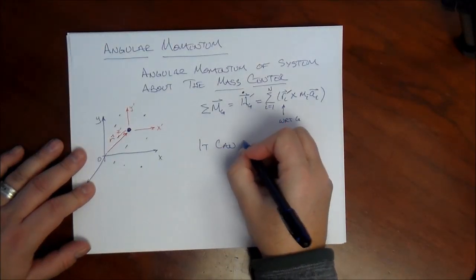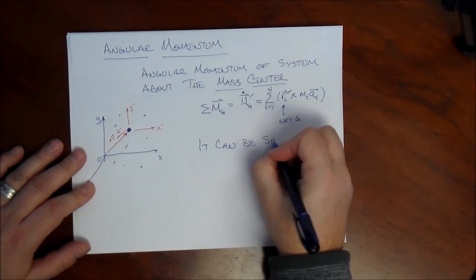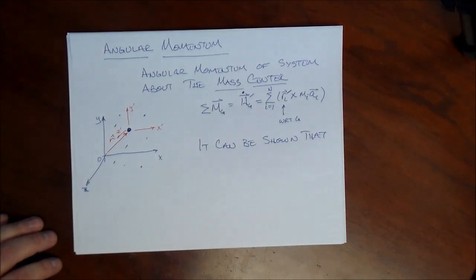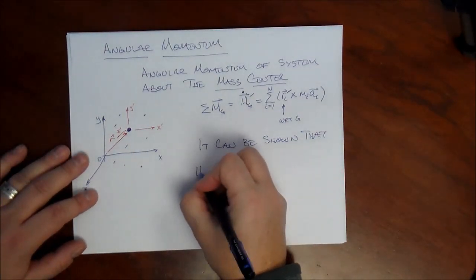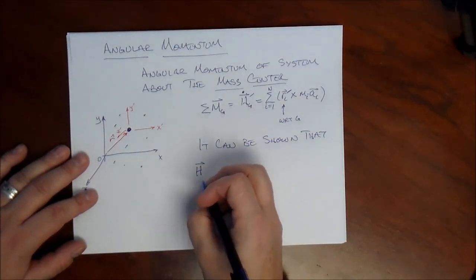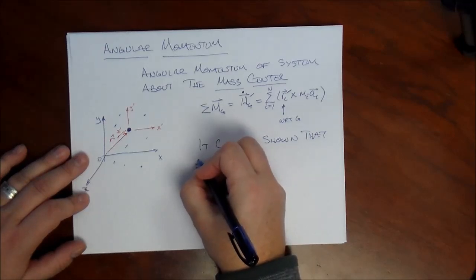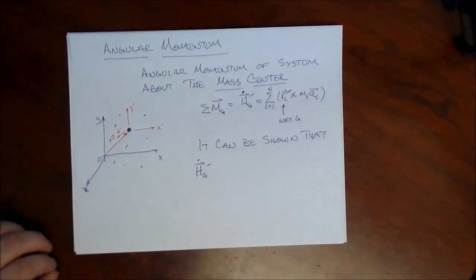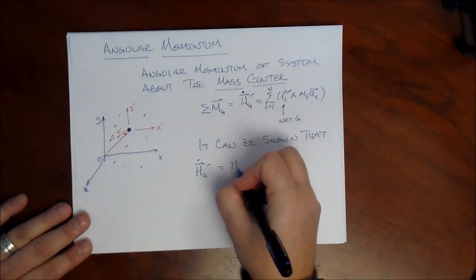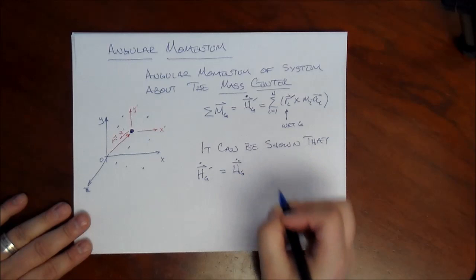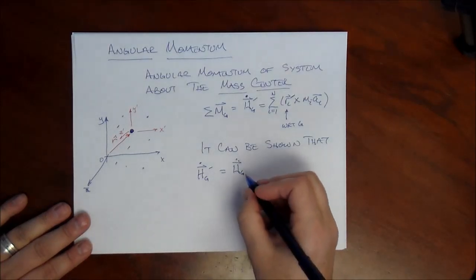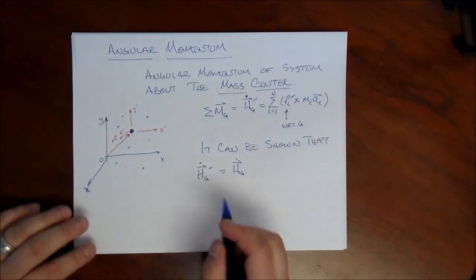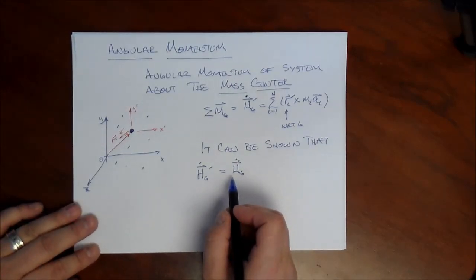Now you can show the following equivalency. You can show that the time rate of change of the angular momentum with respect to G taken with regard to this new reference frame is exactly the same as the time rate of change of the angular momentum taken with respect to the absolute reference frame. This is a really subtle difference. Let me expand these using their definitions.